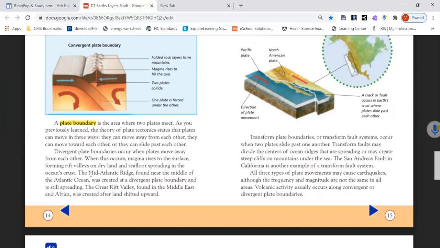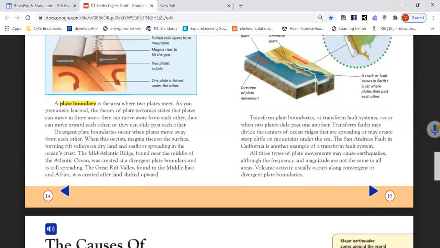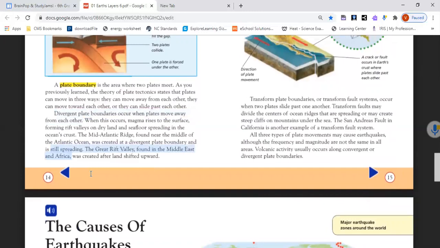All three types of plate movements may cause earthquakes, although the frequency and the magnitude are not the same in all areas. Volcanic activity usually occurs along the convergent or the divergent plate boundaries. So we have convergent plate boundaries, divergent plate boundaries, and transform plate boundaries.